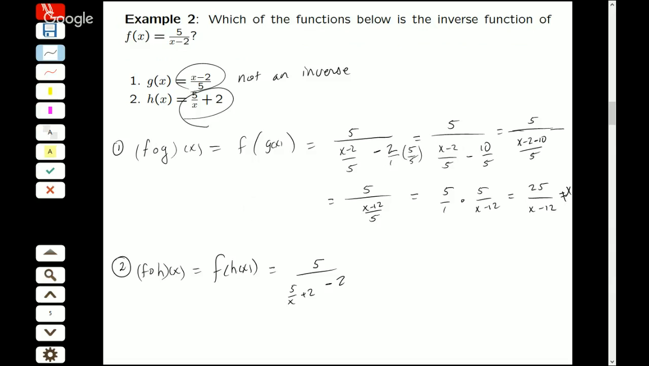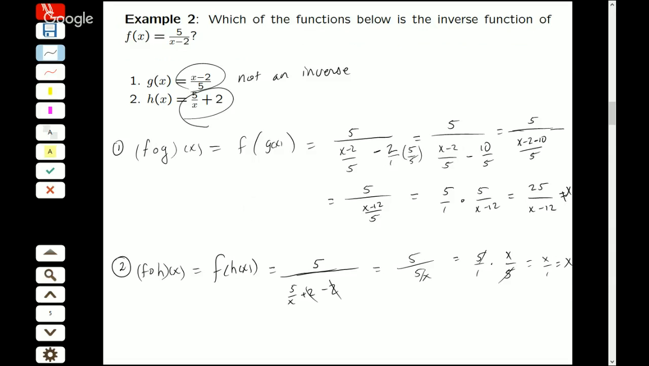Now, what can I do? I have 5 over x plus 2. Let me write this minus 2 on the same level. What is plus 2 minus 2? 0. So 5 over x. What do we do with that fraction in the denominator? Flip it and multiply by it. 5 over 1 times x over 5. The 5s are going to cancel. That leaves you an x over 1, which is the same thing as an x.